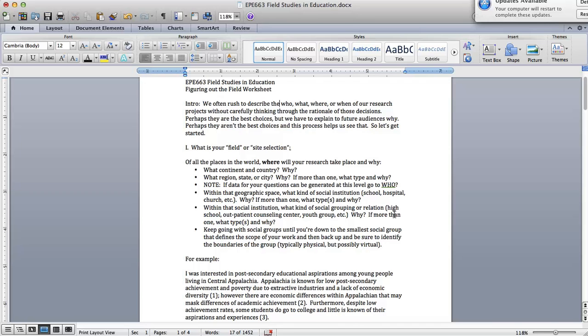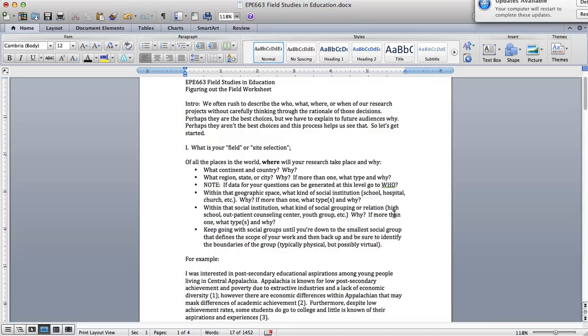What kind of social institution have you chosen to study? In most of your cases, you're going to be studying education. But what level? I've asked you in class, when you say you're studying students, well, what level? Are you studying elementary students, middle school, high school, college? And why did you make that choice? Why is your question appropriate for that kind of institution?